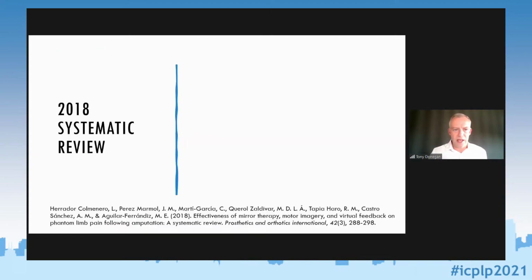So if we look at the evidence for VR interventions more generally, if we start at the top of the evidence pyramid and look at systematic reviews, there's really only this one from 2018, which looked at mirror therapy, motor imagery, and VR together. At the time, only 12 studies met the inclusion criteria, and only 2 of those were VR studies, both small case series. So we've no RCTs.